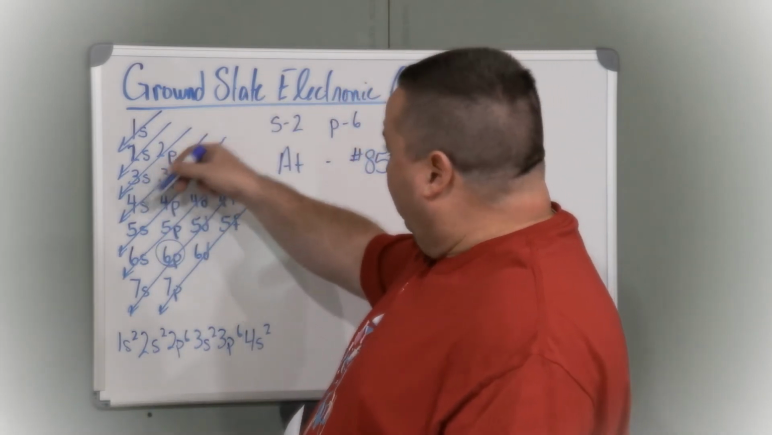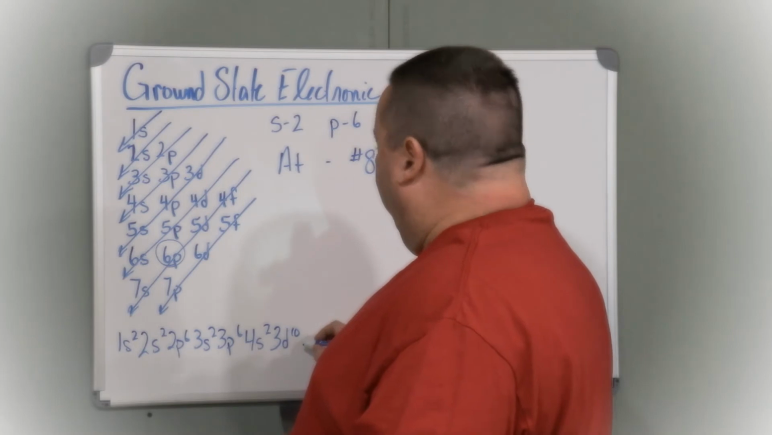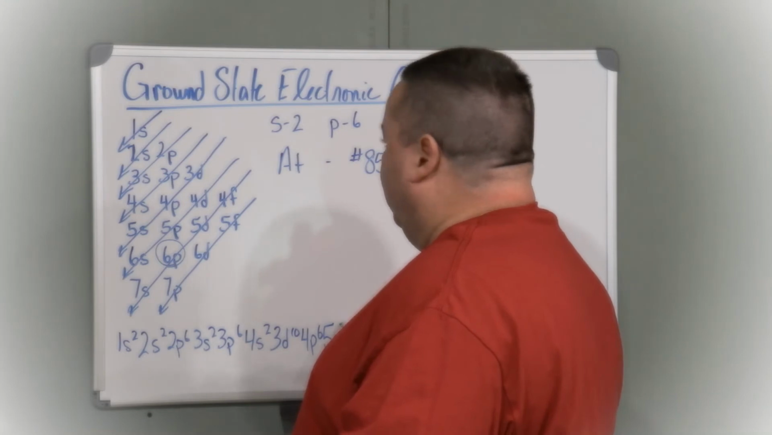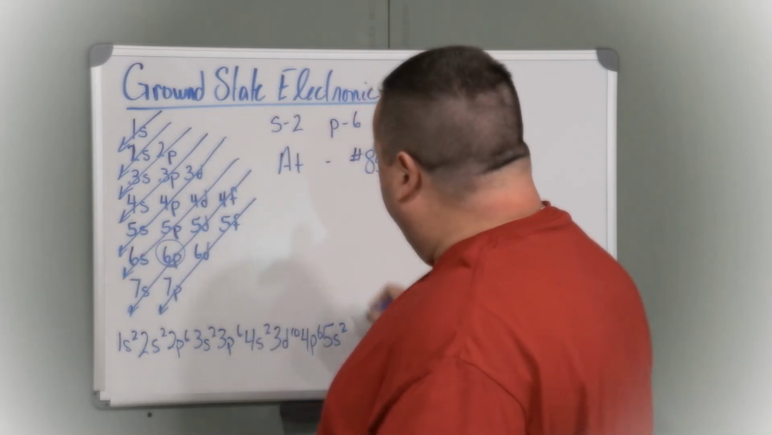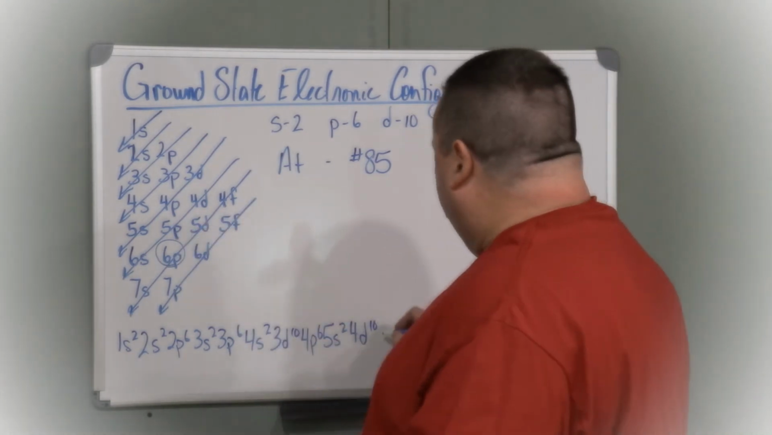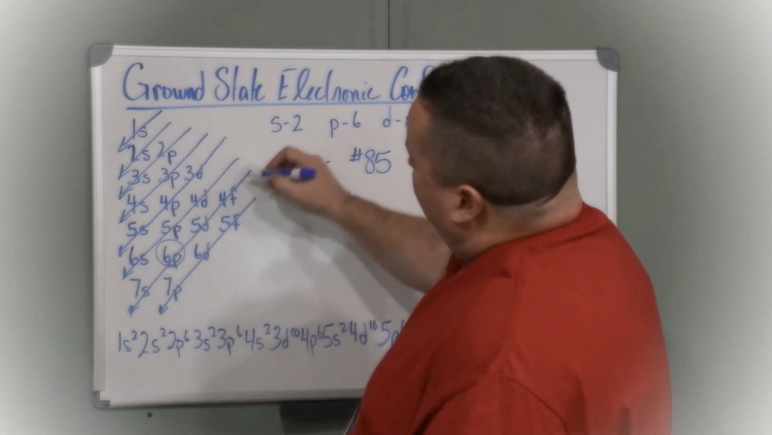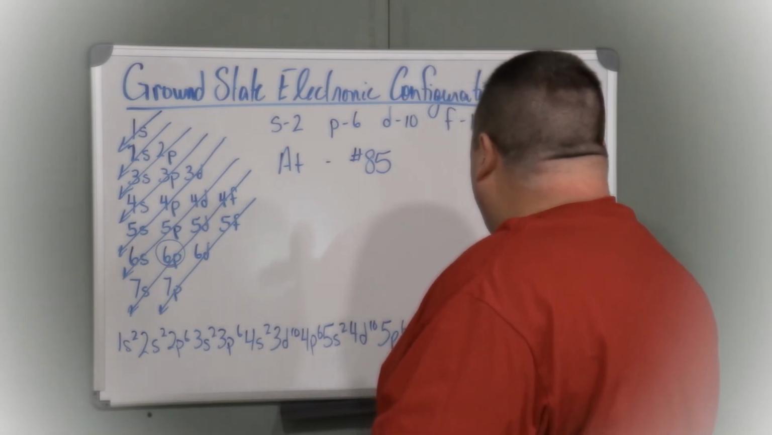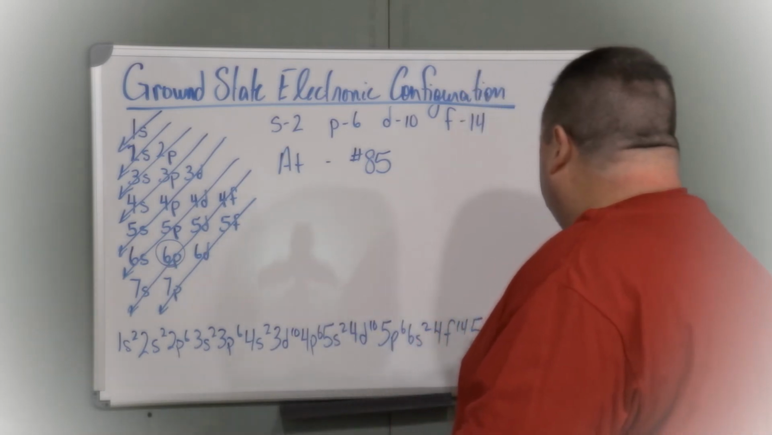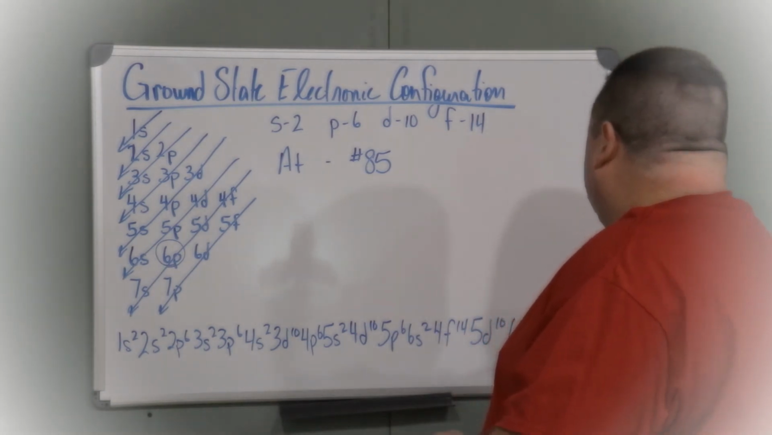I go to 4s, then to 3d, 3d10, 4p6, 5s2. After 5s, I continue with 4d, 4d10, 5p6, 6s2. Then we continue with 4f, 4f14, 5d10, and we said we stop when we get to 6p holding 5.